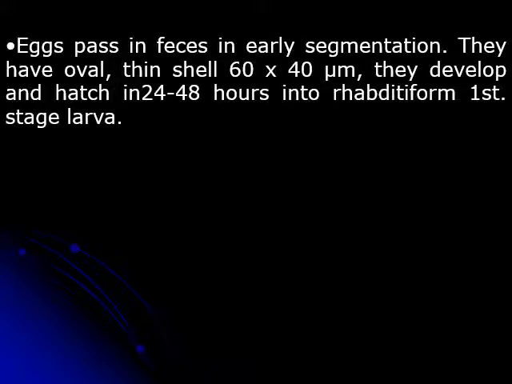Eggs are passed in feces in early segmentation. They have oval thin shells, about 60 by 40 micrometers. They develop and hatch in 20 to 48 hours, meaning 1 or 2 days, into rhabditiform first stage larva, which hatches and moves in soil.